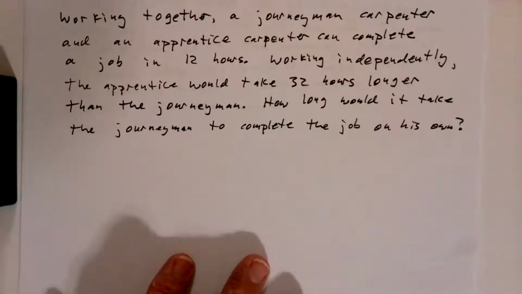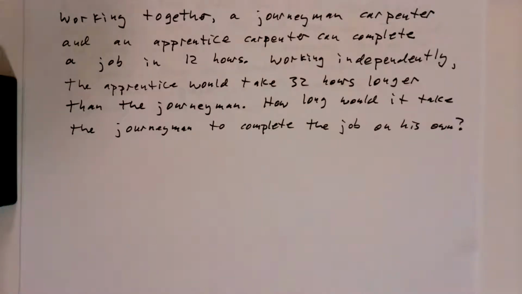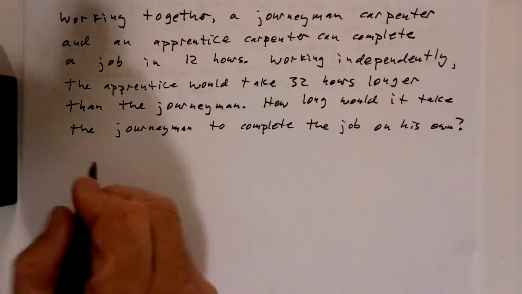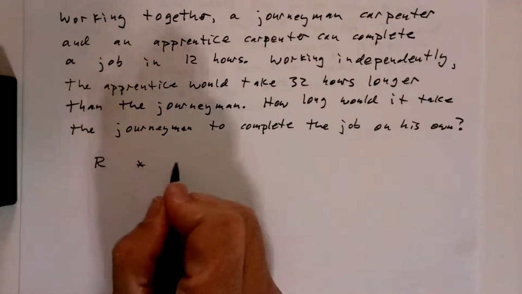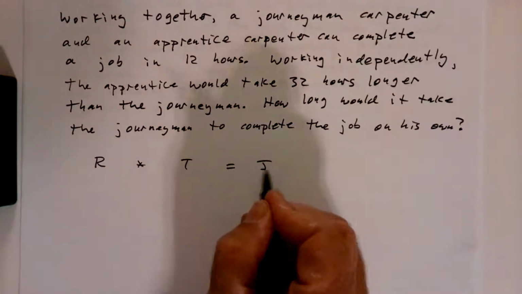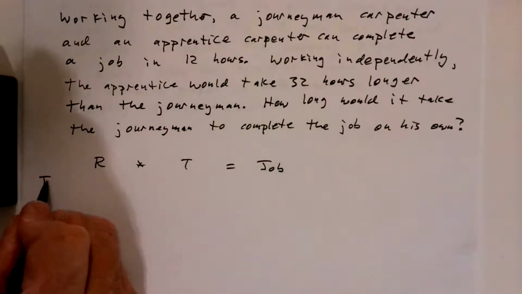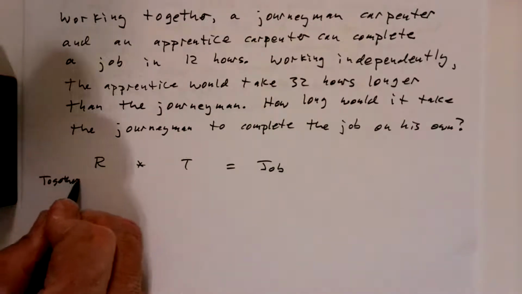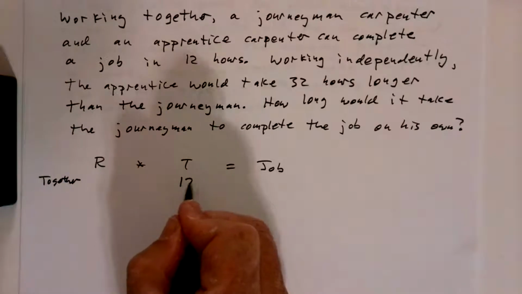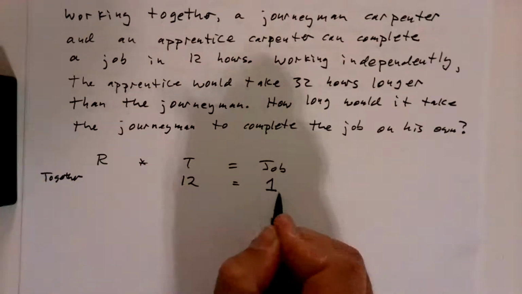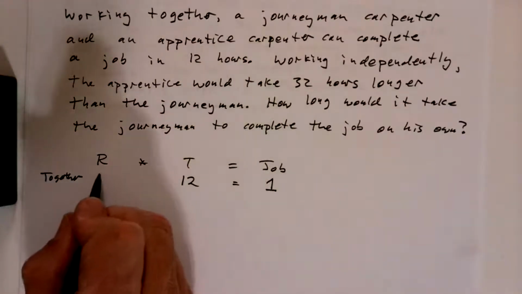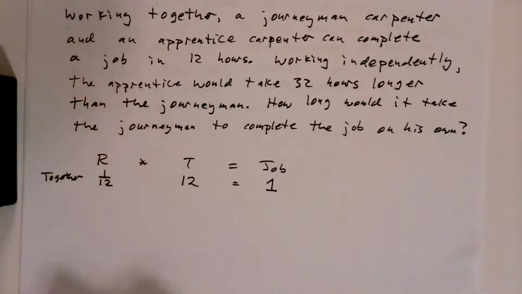So let's take a look at our second example here. It says, working together, a journeyman carpenter and an apprentice carpenter can complete a job in 12 hours. So again, we're looking at rate times time equals jobs. We have them together. They can do the whole thing in 12 hours. So 1/12 of a job per hour would be working together.